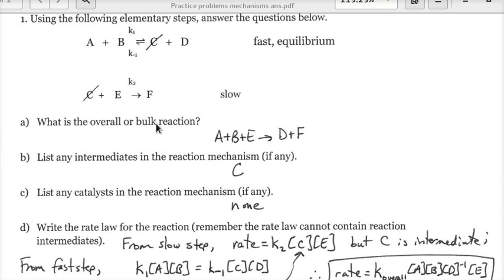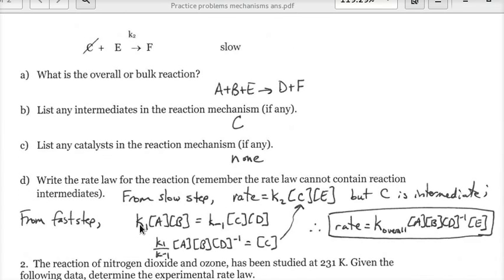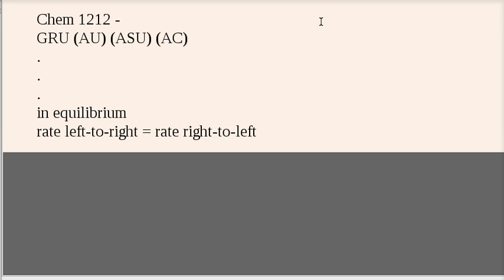Okay. But, as written here, C is an intermediate. In other words, we don't start with it, we don't end with it, we really don't know how much we have of C. So we have to do this other math. So we use this rule that in an equilibrium reaction, the rate from the left to the right, or products to reactants if you wish, is the same as the rate from the right to the left.